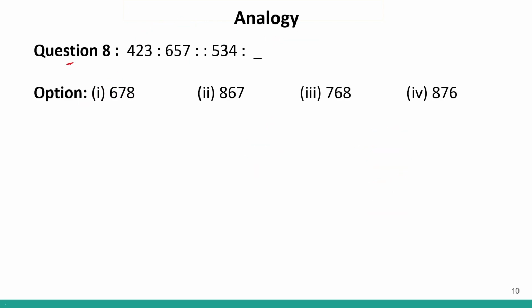Clear? Again, question number 8. We have bigger numbers. So let us check the difference and the sum. Between 423 and 657, I am finding the difference. This is 4, this is 3, this is 2. So basically we are adding 234 to the first element to get the next element. Right?